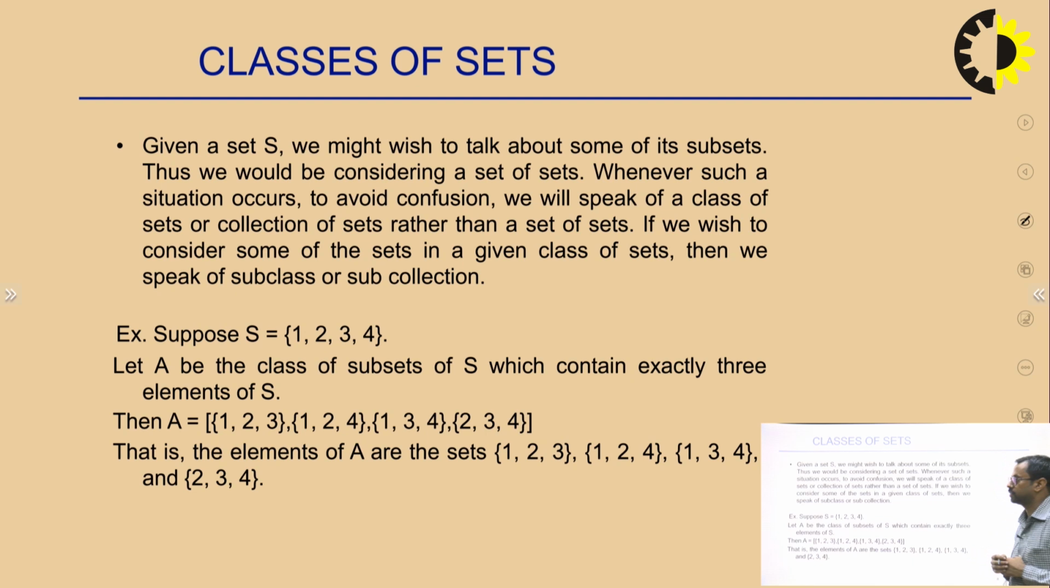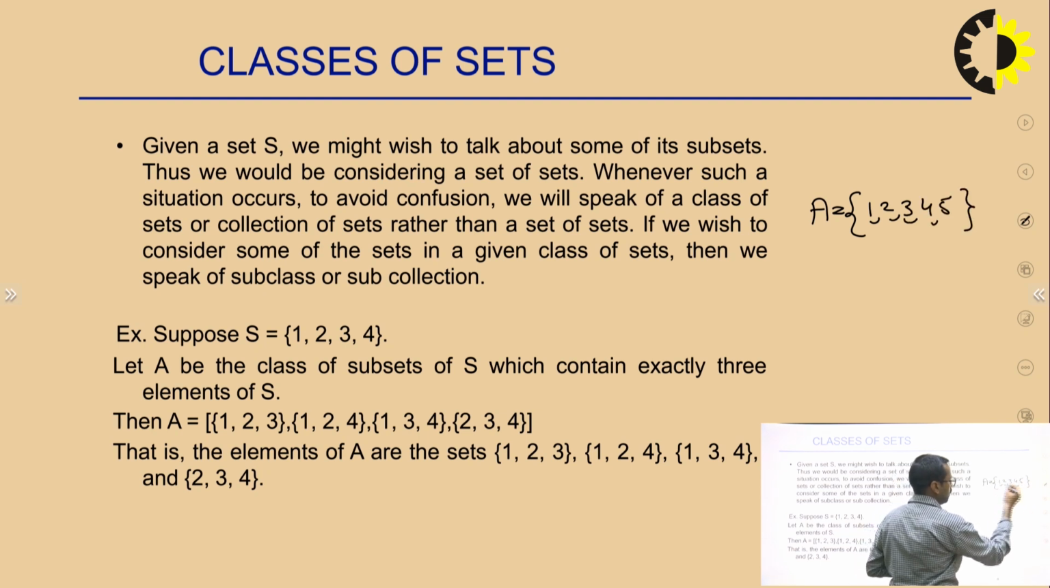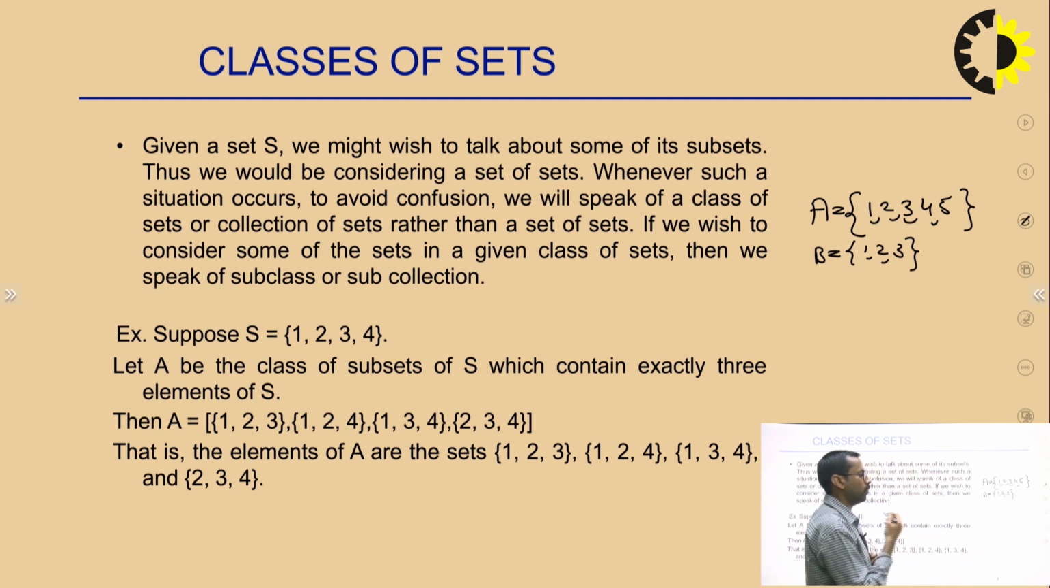Classes of sets. Given a set S, we might wish to talk about some of its subsets. For a set A that has 5 elements, and B has the set 1, 2, 3, all the elements that belong to set B also belong to A. So we can say that B is a subset of set A.